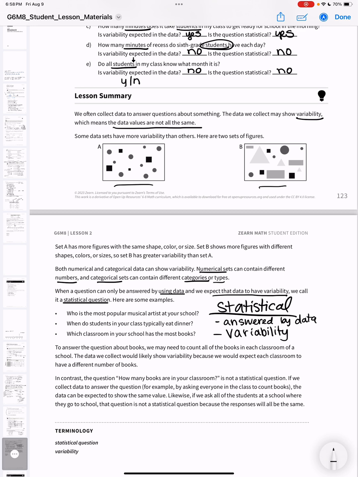To answer the question about books, we may need to count all of the books in each classroom of a school. The data we collect would likely show variability because we would expect each classroom to have a different number of books. So that would be a statistical question. In contrast, the question, how many books are in your classroom, is not a statistical question. If we collect data to answer the question, for example, by asking everyone in the class to count books, the data can be expected to show the same value. Likewise, if we ask all the students at a school where they go to school, that question is not a statistical question because the responses will be the same.